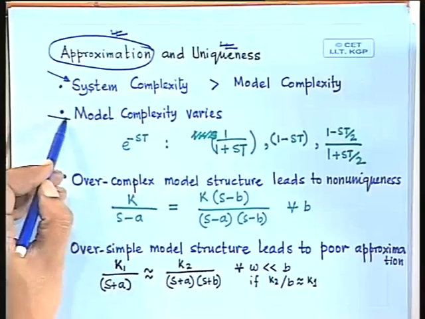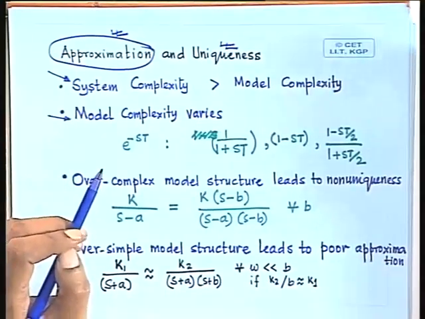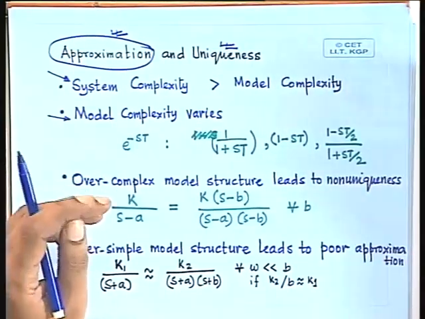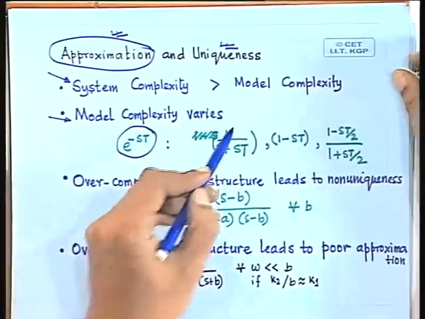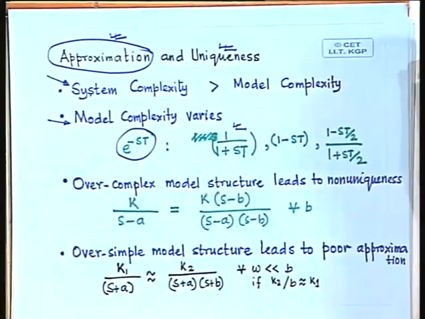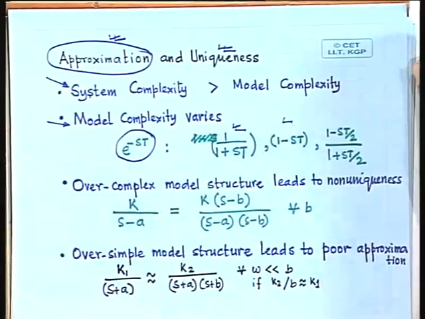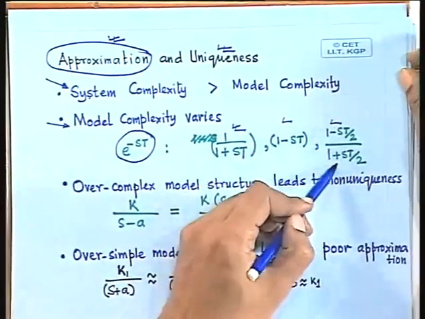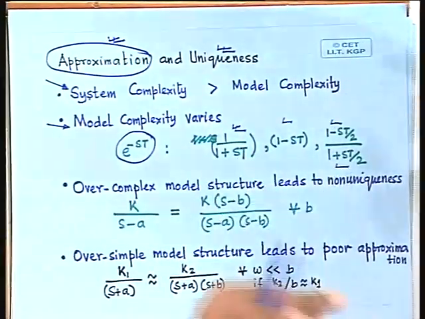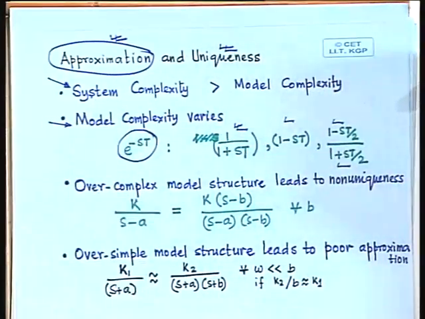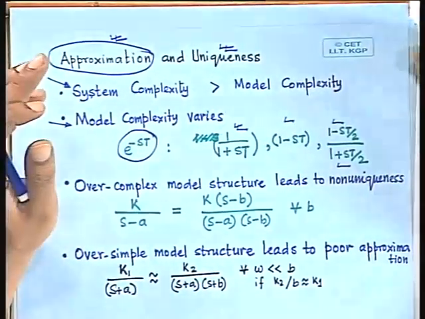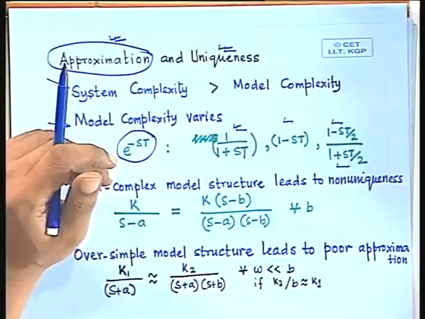Similarly, model complexity varies. It is a matter of choice. For example, this e to the power minus st, you may model either as 1 by 1 plus st, or as 1 minus st, or as 1 minus st by 2 by 1 plus st by 2. Within certain frequency ranges, these are all valid approximations of e to the power minus st. Which one you will choose depends.